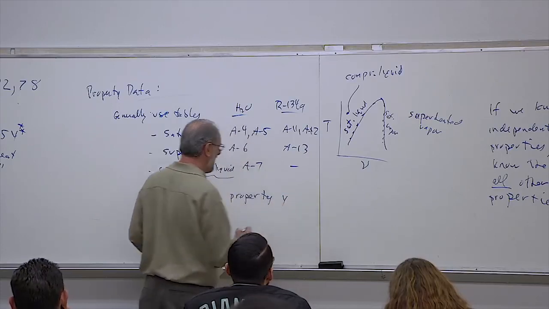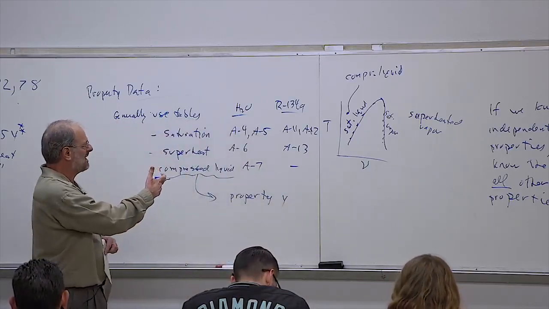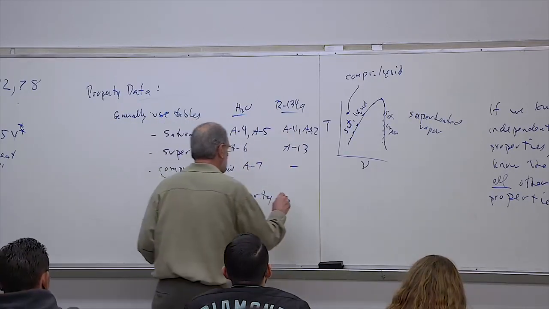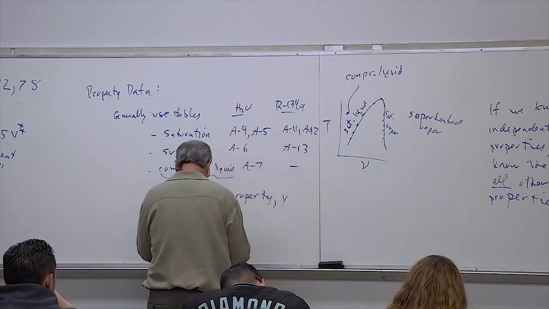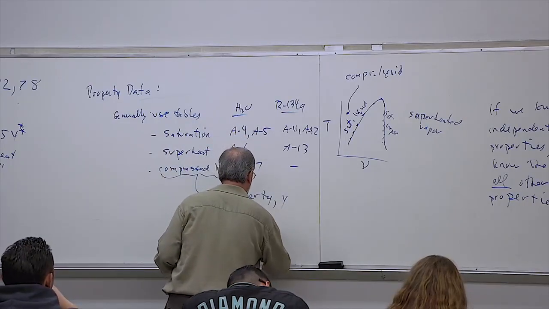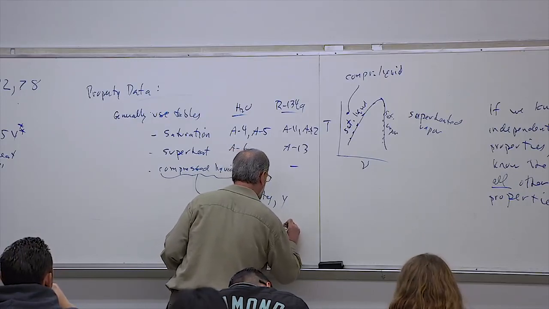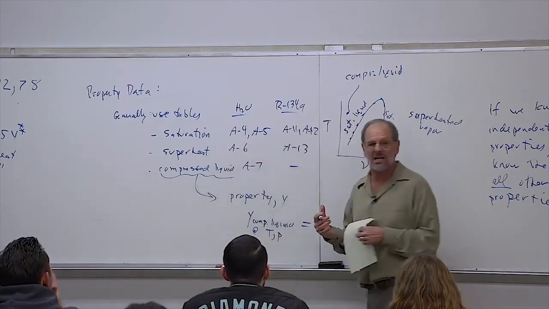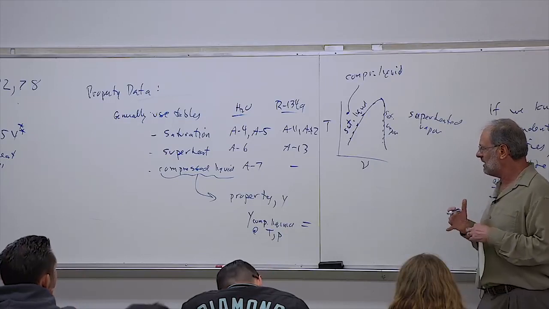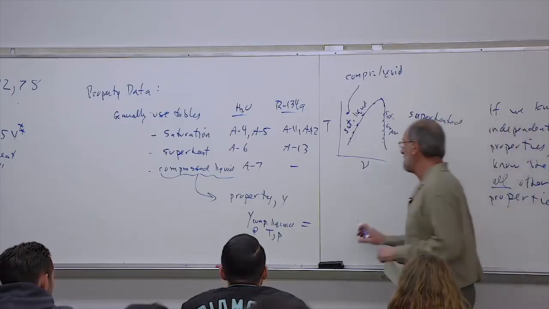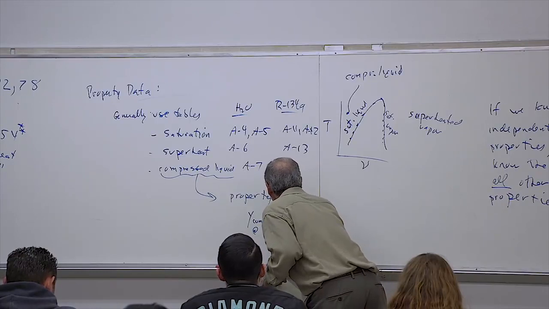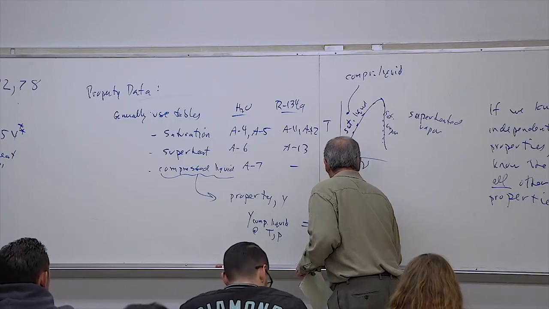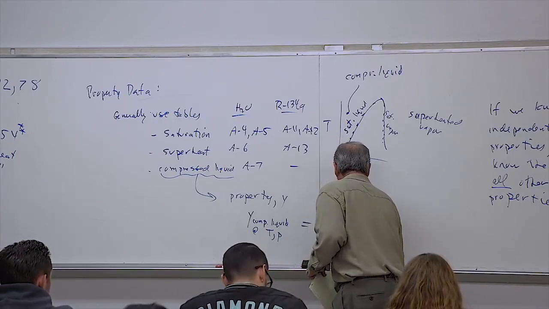So if we have a property y, and by the way, y could be anything: specific volume, entropy, enthalpy, internal energy, right? It could be any of those. But for a property y for a compressed liquid at a certain temperature and pressure, that's actually going to equal, at least approximately, the value of the saturated liquid at the same temperature. Okay, so this equals y for a saturated liquid at the same temperature.